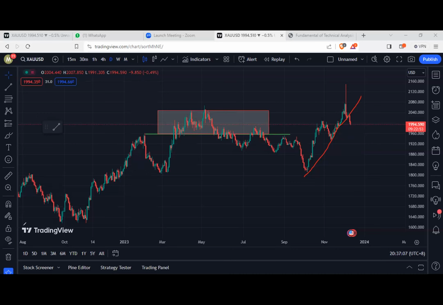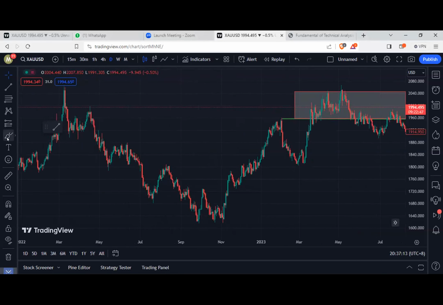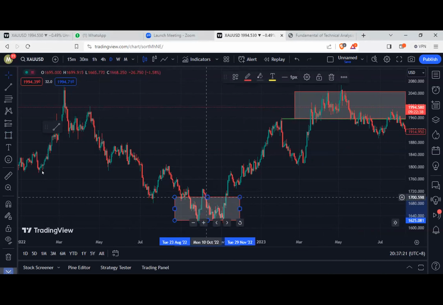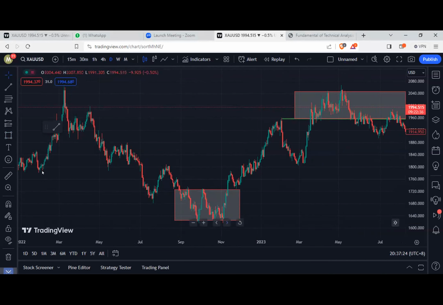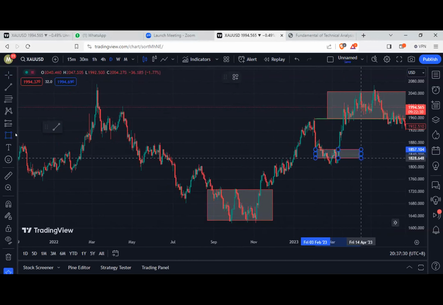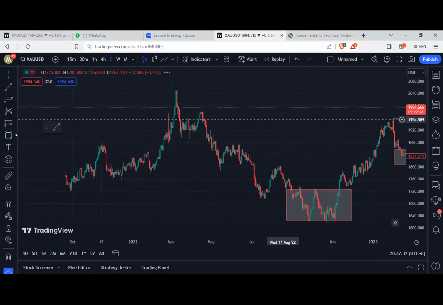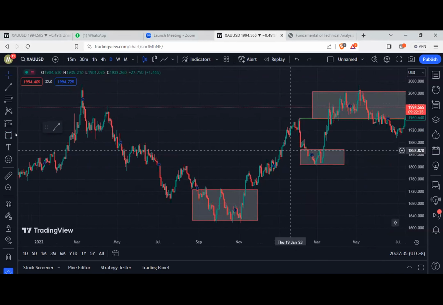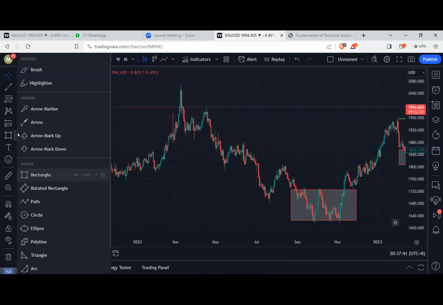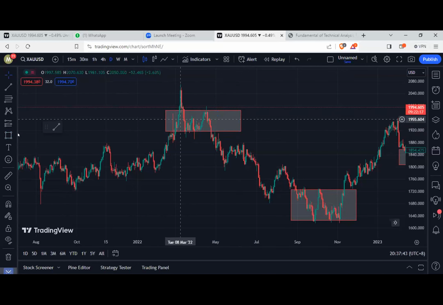Actually, there are many chart patterns over here. This one, for example, sorry, this is double bottom, W. Double top is M pattern. This is also W at the bottom, M at the top, W at the bottom. This is also a chart pattern. Maybe it can be double top or head and shoulders.